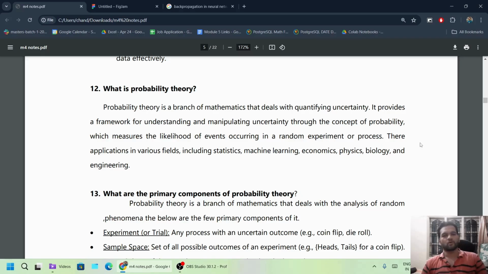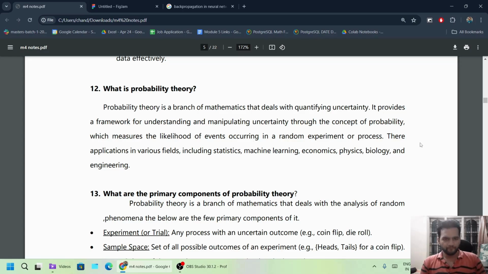My next question is, what is probability theory and what are the primary components of probability theory? Probability theory is a branch of mathematics that deals with quantifying uncertainties, which means if I toss the coin, it will come head or tail. If I roll the die, it will come 1 or 5 or 3 or 6. It can be anything. It provides a framework for us to understand the concept of probability and what are the possible ways the output will come. Like if I toss the coin, it will come head or tail.